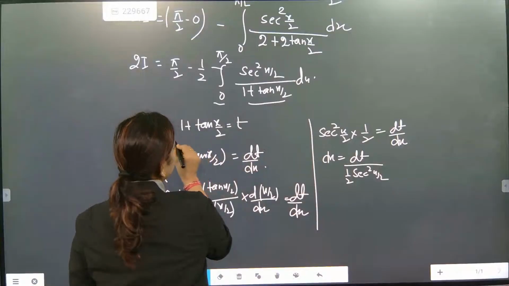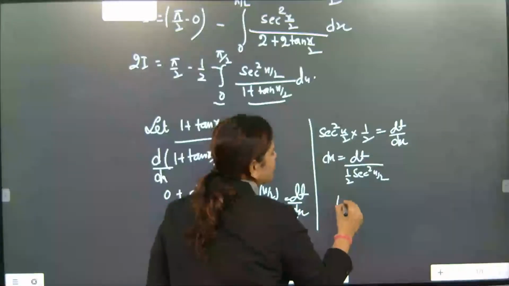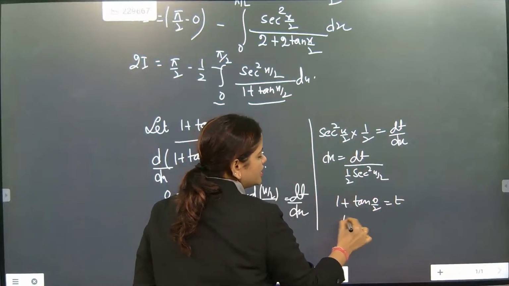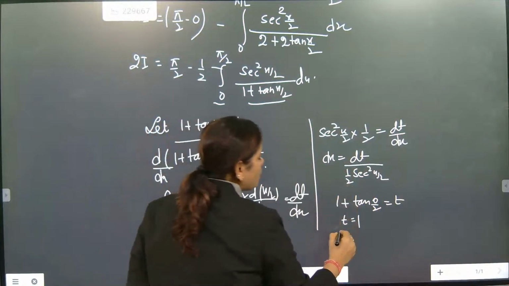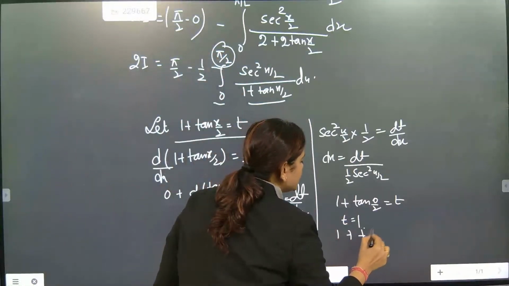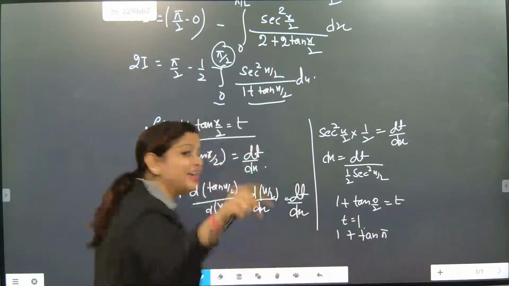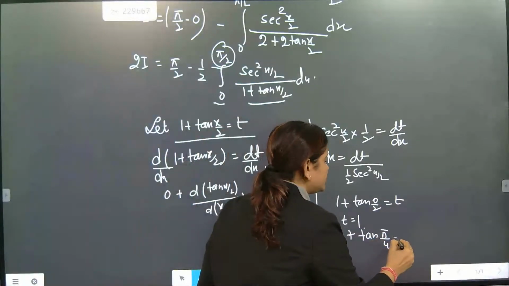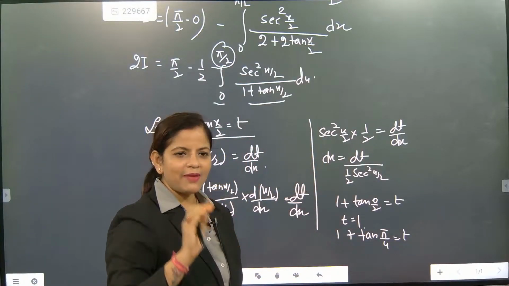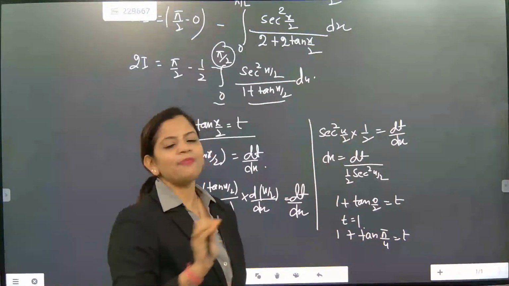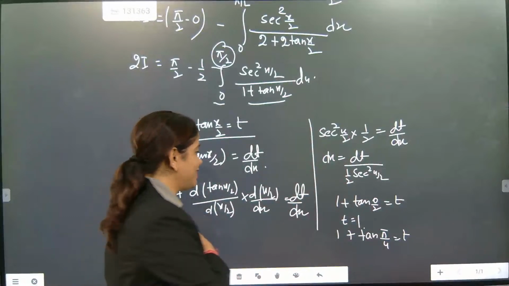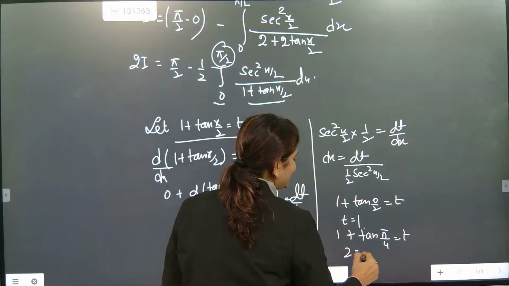So when you are substituting 0 here, 1 plus tan 0 by 2 is equal to t. This part will become 0, so t is coming as 1. Now the upper limit value is pi by 2. So here 1 plus tan of pi by 2 by 2, it will become pi by 4, is equal to t. And tan pi by 4 value is 1. So t is equal to 2.